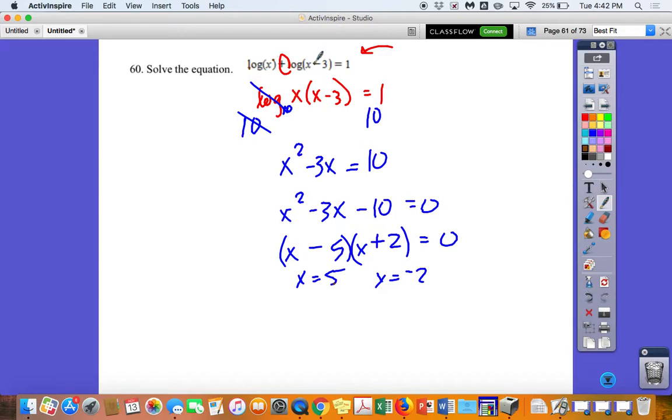That's appropriate because remember, logs don't go into the negative realm. Your domain doesn't. So if you put -2 up there, you start immediately with log of -2. Well, that's bogus. You can't do that. So the negative's gone. This is your only answer.